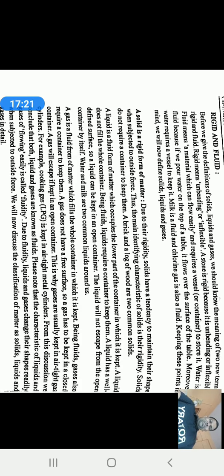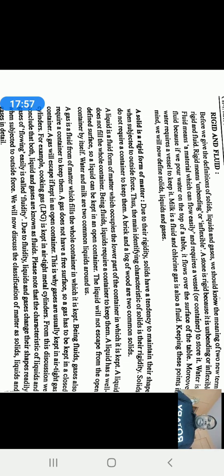Water is a fluid because if you pour water on top of a table, it will flow rapidly on the surface of the table. Therefore water requires a container to store it. Milk is a fluid, yes. Chlorine gas is also a fluid. Suppose you take the gas in an open container, it will diffuse immediately into the environment. So keeping this point in mind, we will now define solid, liquid and gases.